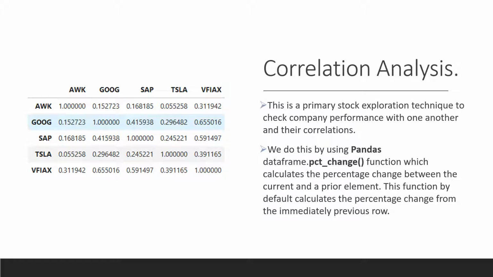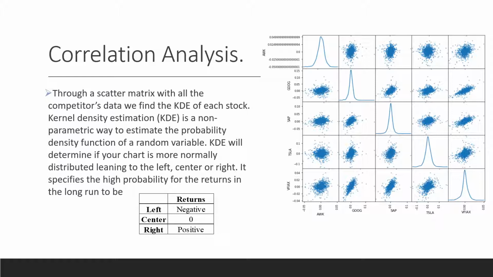And moving on. Again, there's another part of correlation analysis. Over here, we are doing a scatter plot and we find the kernel density estimation. It is a non-parametric way to estimate the probability density function of a random variable. It determines whether your chart is more normally distributed, whether it's leaning to the left, center, or right. If it's left, the returns in the future will have a high probability of being negative. If it's in the center, 0, and if it's the right, a high probability of a positive return. And these are the peaks that you can see.